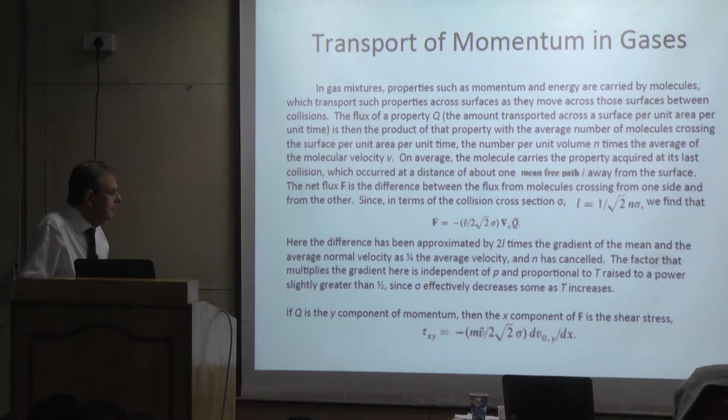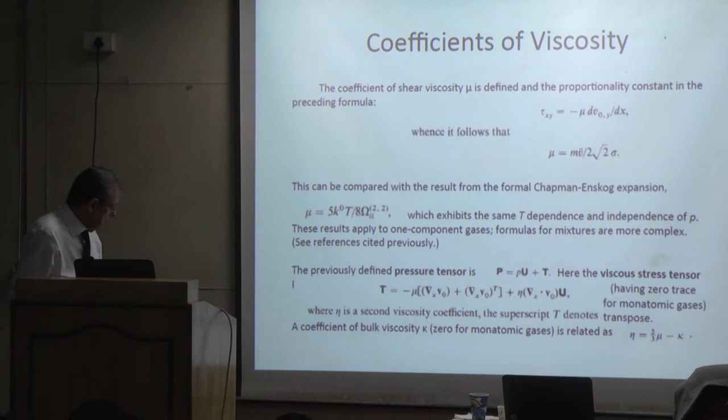The result for transfer of momentum is the shear stress tensor, or the viscous stress. This is the stress in the x direction, momentum in the y direction carried across a surface normal to the x direction. It depends on the velocity gradient, shear stress, velocity gradient, okay? From that point of view, that leads then to the empirical expression for shear stress in terms of shear viscosity coefficient and velocity gradient.